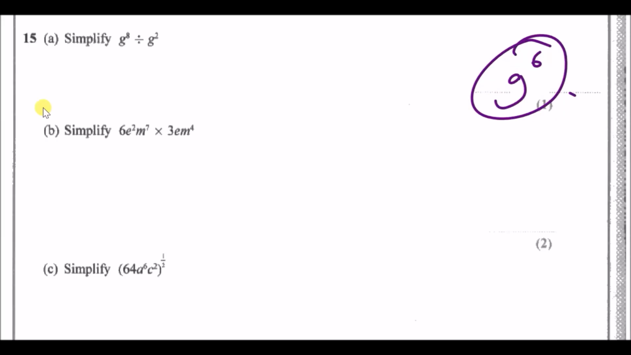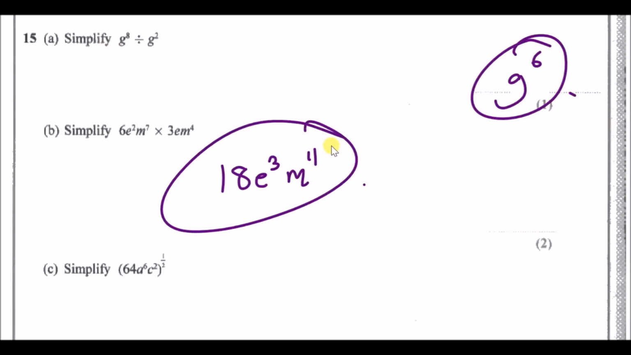Okay. B. Simplify 6e squared m to the power 7 times 3e m to the power 4. Now you just take this term by term. When you multiply, you add the powers. But as for the whole numbers, you just hit it head on. So 6 times 3 is 18. E squared times e, you add the power, so 2 plus 1 is e cubed. M to the power 7 times m to the power 4, again you add the powers, so 7 plus 4, which is 11. So m to the power 11. Yep, that's done.